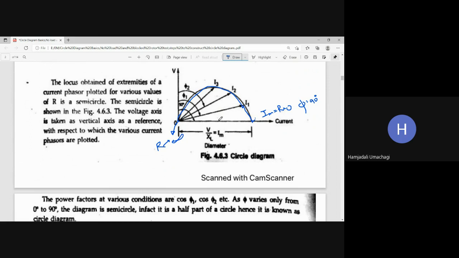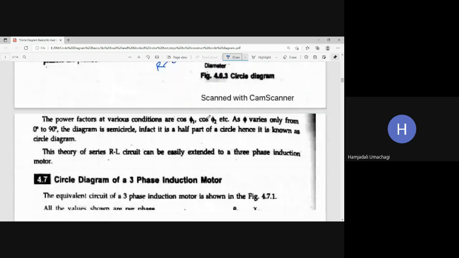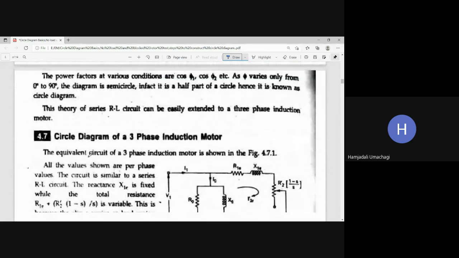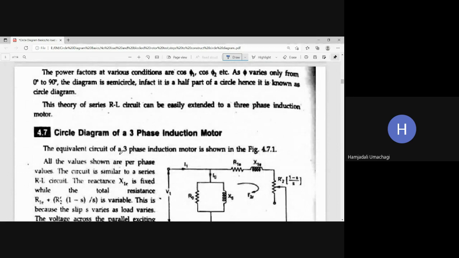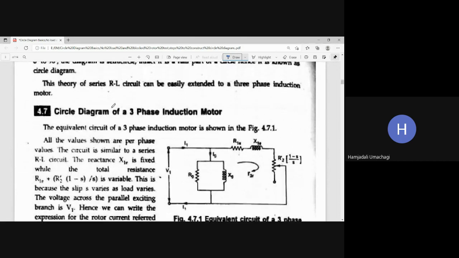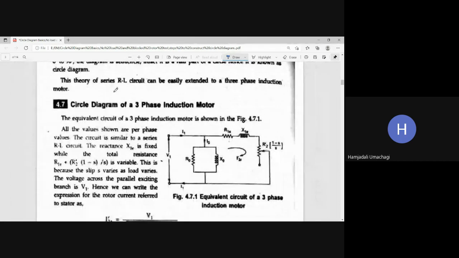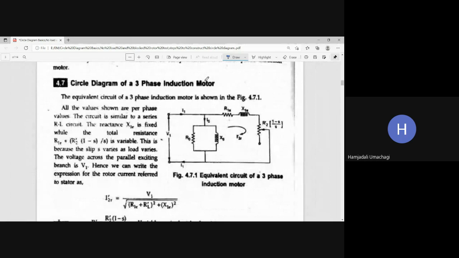Now these concepts of the series RL circuit we are going to apply to the three-phase induction motor. How it is possible, now let us see. Circle diagram of three-phase induction motor. Whatever basic concepts related to the series RL circuit we have seen, now we are going to correlate that concept to the three-phase induction motor.